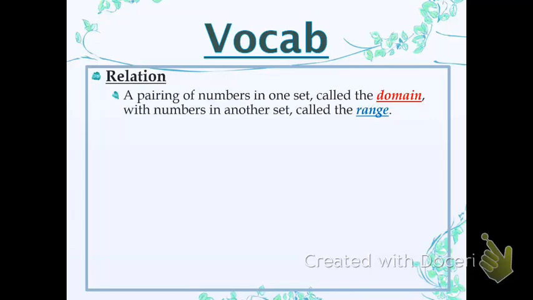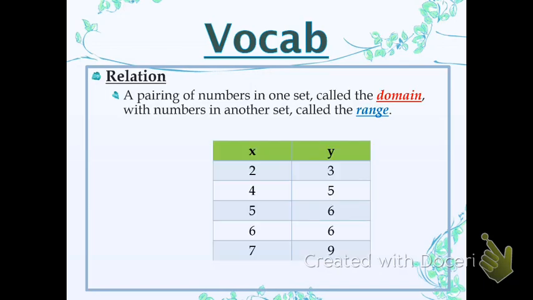Next, we're going to be looking at relations and domain and range. A relation is any pairing between two sets of numbers. One set is called the domain, one set is called the range. When you look at a relation, there's lots of ways to show it. You could show it in a table, in a list, in a mapping diagram, in a graph. Lots of different ways to show the same thing.